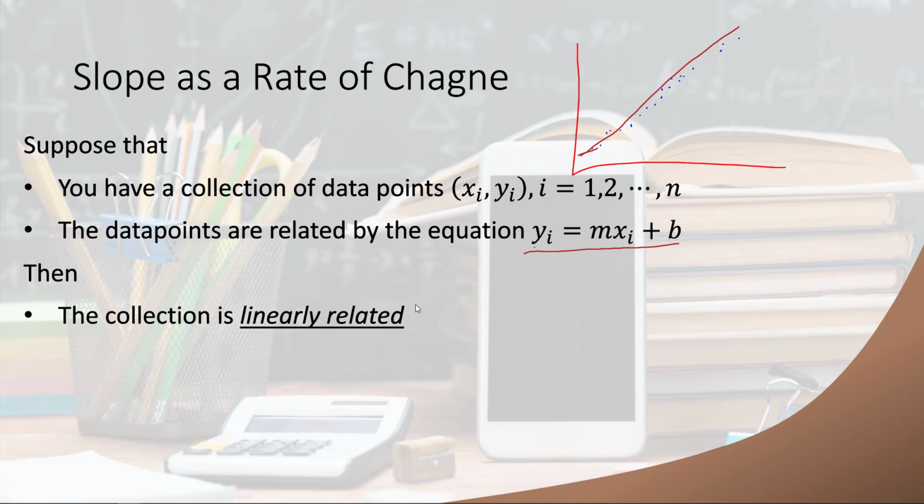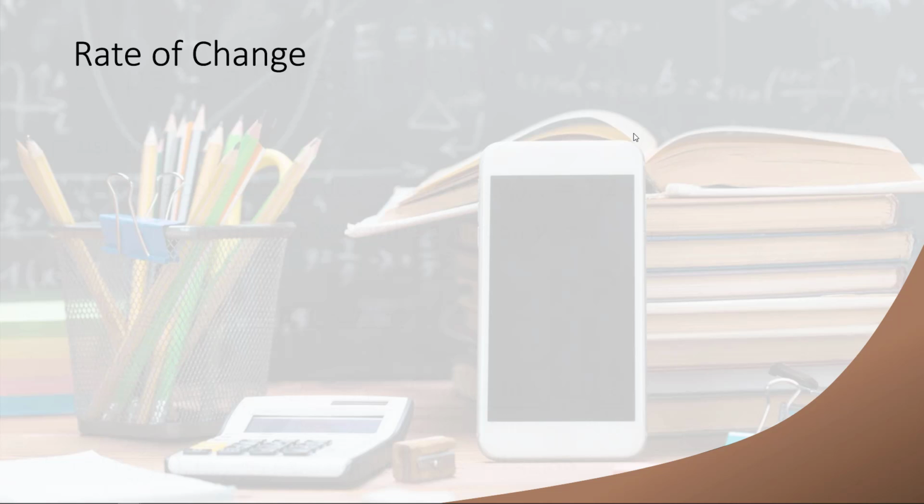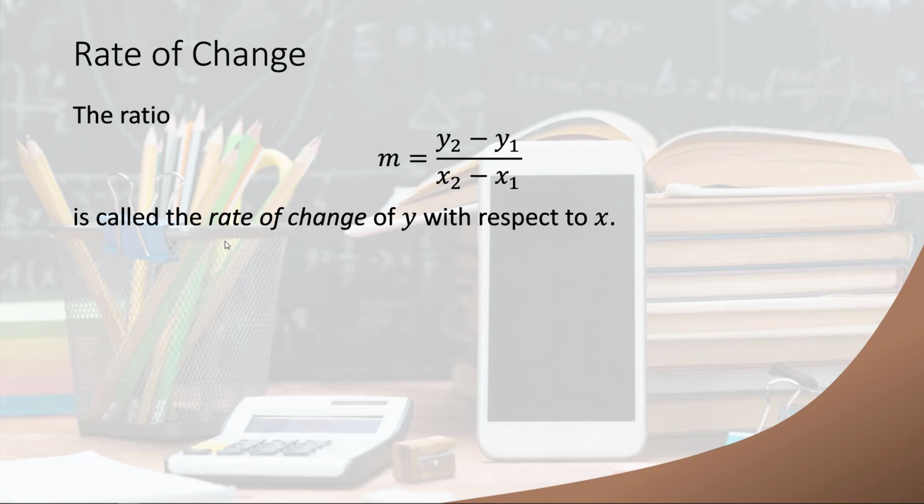Well, then we would say that this collection is linearly related, and it will have a slope. What would that slope be? Well, it's going to be basically the change in y, which you would call the rise, of course, or y2 minus y1, or whatever the difference between the y values of two different points, divided by x2 minus x1, which of course is the change of x, which we would typically call the run, where (x1, y1) and (x2, y2) are any 2 points on this collection. So we're looking at slope as the rate of change for the y value with respect to the x value. We can call this ratio not just the slope, but the rate of change of y with respect to x.